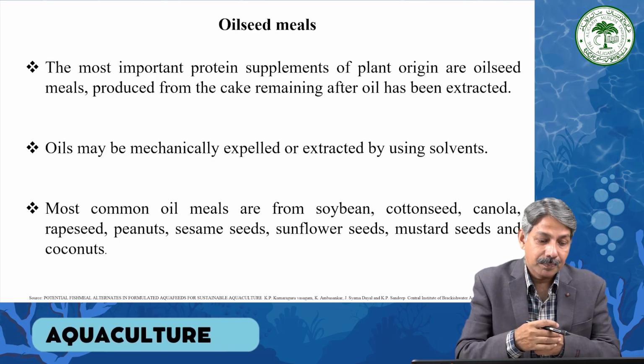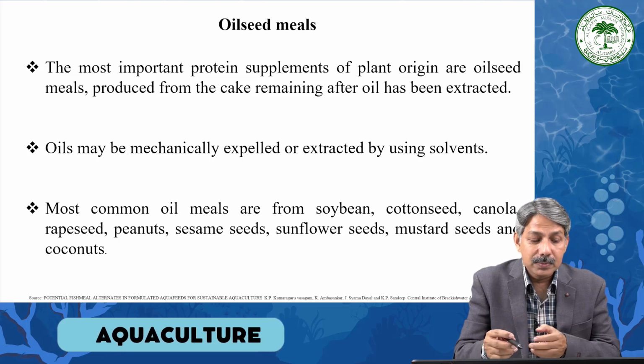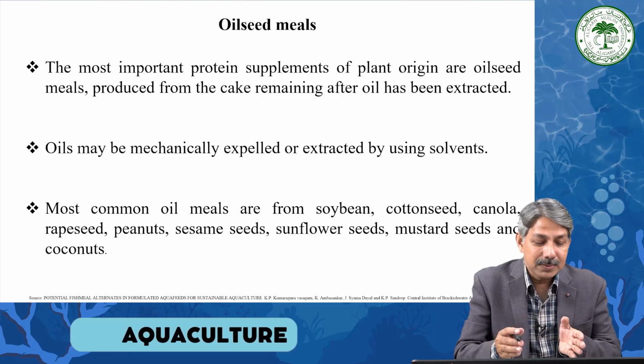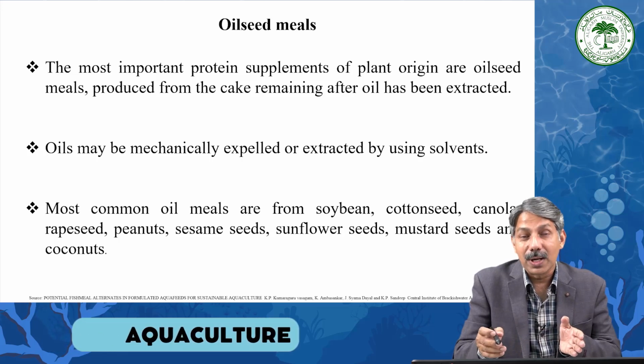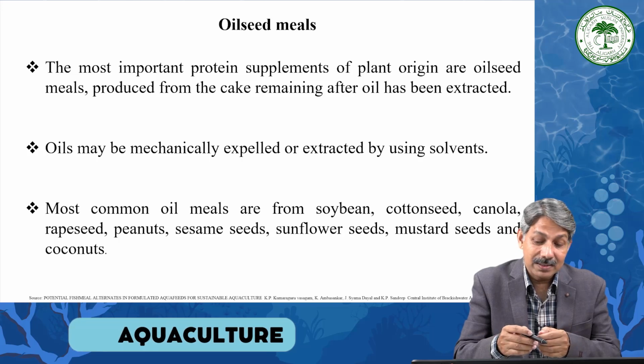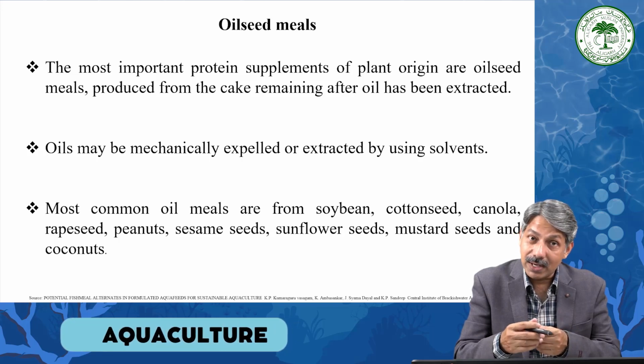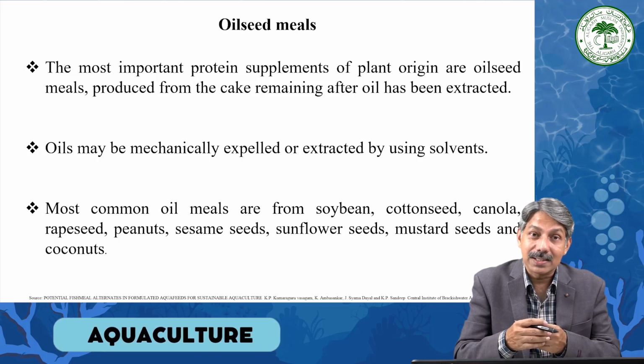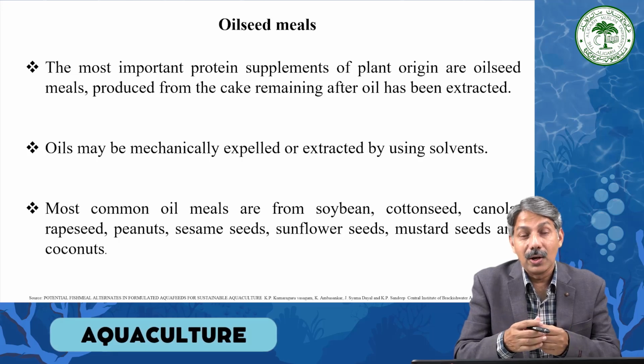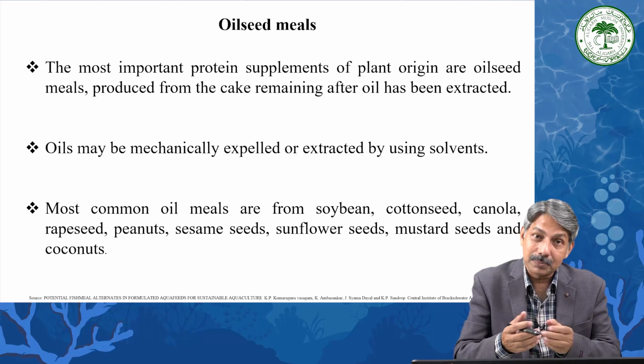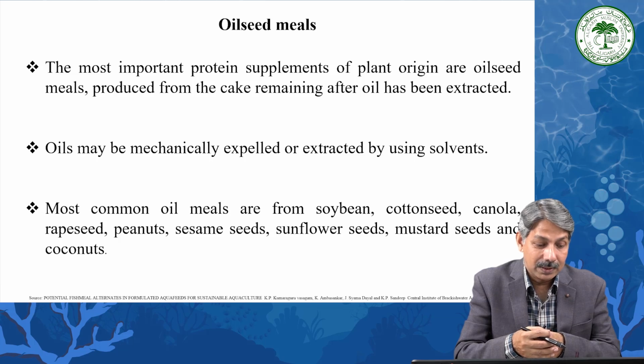Oilseed meals, they are probably the most important protein supplement of plant origin. And since we know that oil is being extracted from the oil seeds, the remaining oil cake is a byproduct that can be utilized for feeding a variety of animals, including fish.